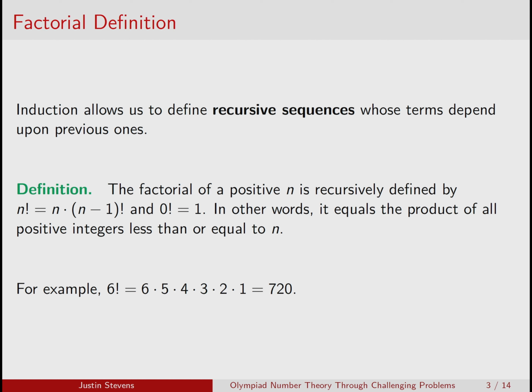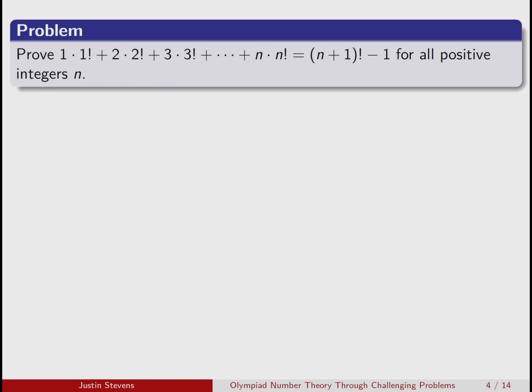Let's now see a fun example of how we can use our new definition of factorial to solve a challenging problem. So in this problem, I want to prove that 1 times 1 factorial plus 2 times 2 factorial plus 3 times 3 factorial plus all the way up to n times n factorial is equal to n plus 1 factorial minus 1.